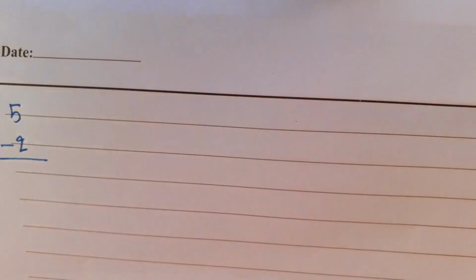Let's start. Let's subtract 2 from 5. 5 minus 2 equals 3.